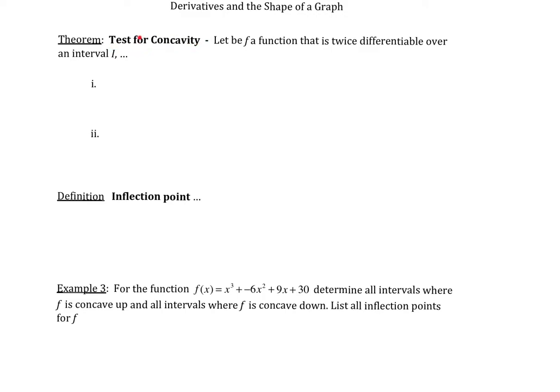Let's talk about the test for concavity and inflection points. Let's say we have a function f, and f is a function that is twice differentiable. That means it has a second derivative over some interval I. Okay, so if this second derivative evaluated at any point x in the interval is greater than 0 for all x inside the interval, then this means that f is concave up on I.